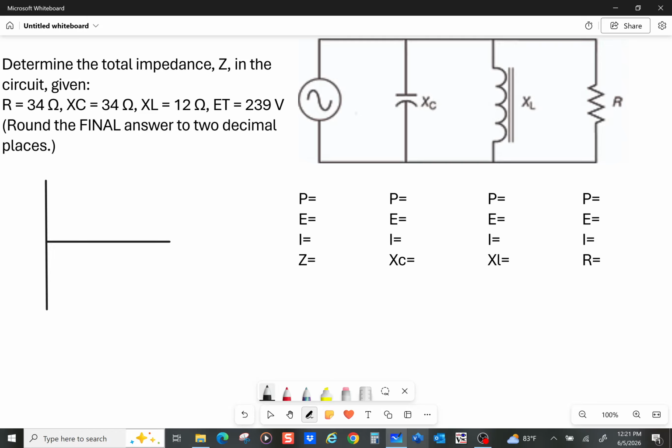So I have a resistor value, and I'm going to scratch them out as I go along. A resistor value of 34 ohms. A capacitive reactance XC of 34 ohms. An XL of 12 ohms. And last but not least, a source voltage of 239.